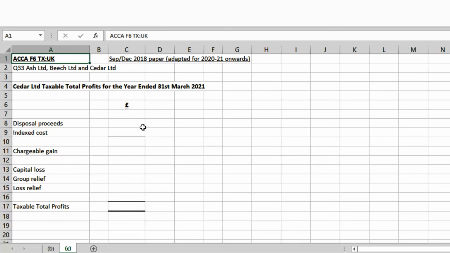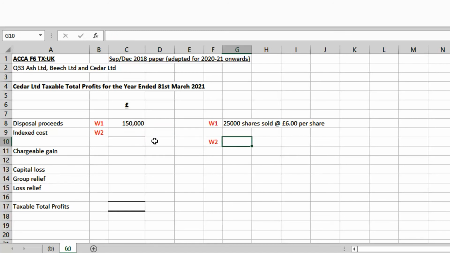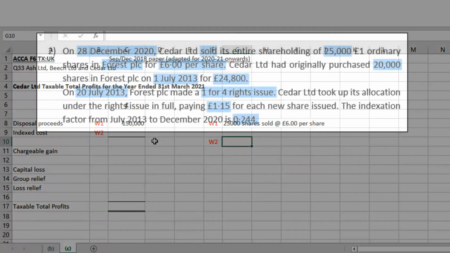We can start with our disposal proceeds as per the question. You can have that as working one. We said 25,000 shares sold at £6 per share, which equals 25,000 multiplied by 6, giving you 150,000. The indexed cost we'd need another working for, because we have a few transactions that take place.